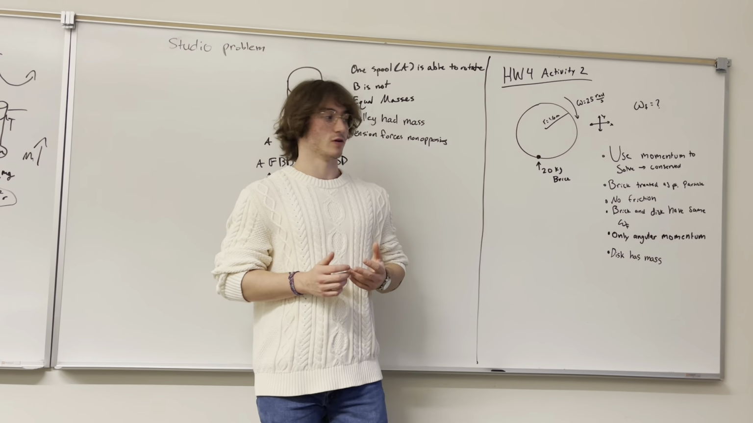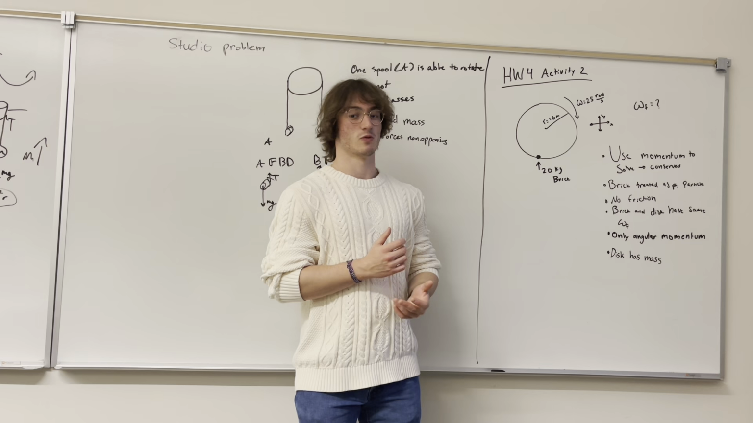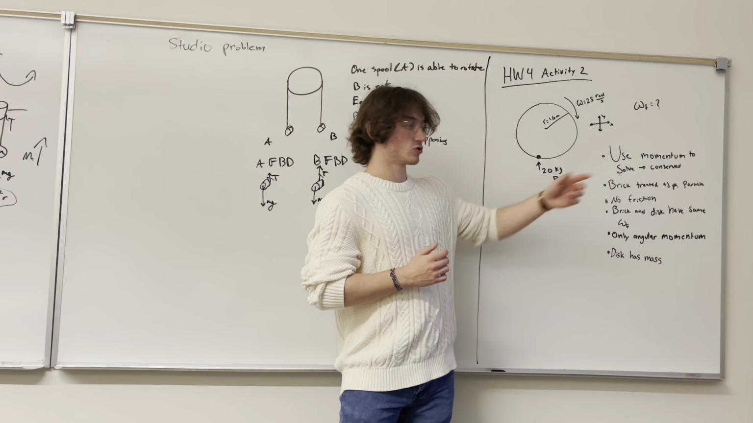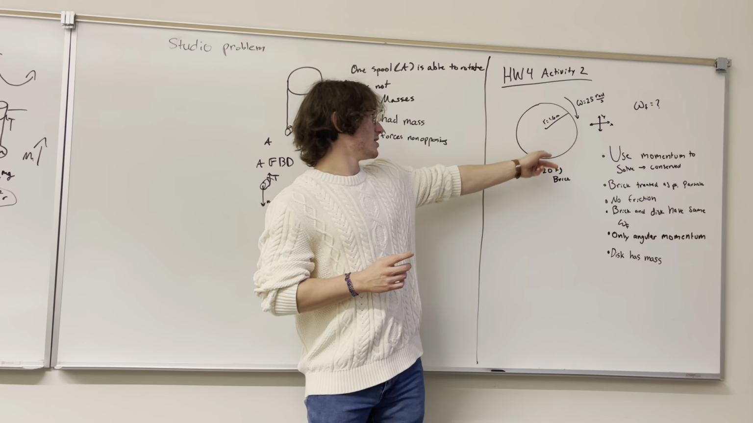Further, when we were solving for the angular momentum before and after the brick collided with the disc, we had to treat the brick as a point particle, and this was because the radius between the brick and the center of the disc was large enough that the moment of inertia of the brick could be directly compared to a particle.